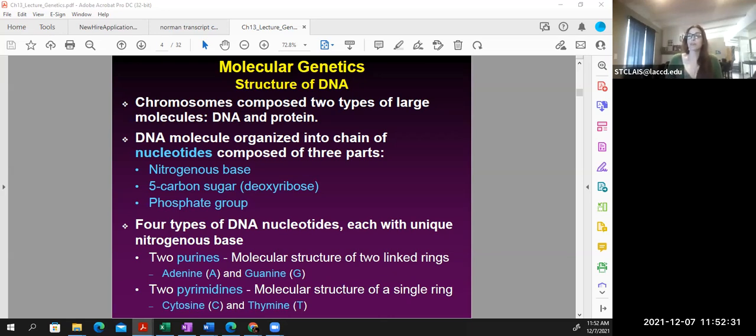On the other hand, we have the pyrimidines. Those are made up of cytosine and thymine. Cytosine is usually represented with a C, and thymine is represented with a T. So this base is just going to be a single ring for the pyrimidines.